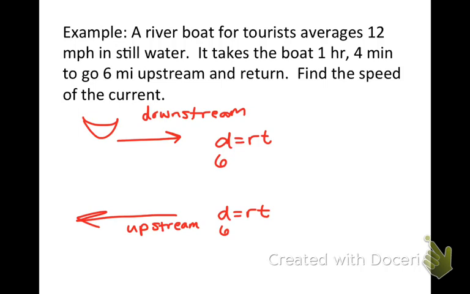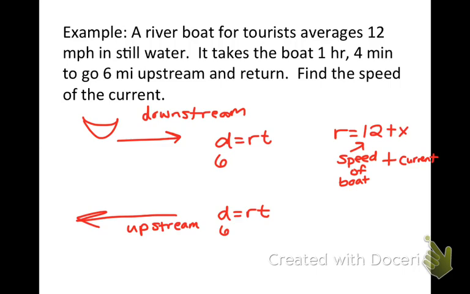So now let's think about the rate, the speed. If the boat itself is traveling 12 miles per hour and it's going downstream, what's happening with the current and that 12 miles per hour? It's adding to it. So here, our rate is going to be 12 plus x. So this is the speed of the boat plus the current. Does that make sense?